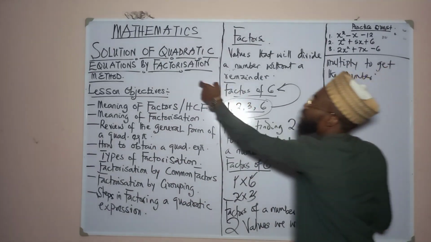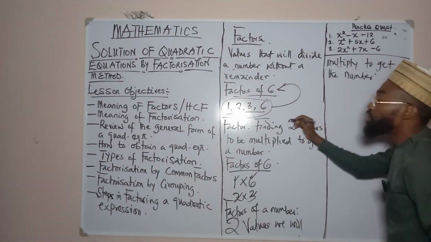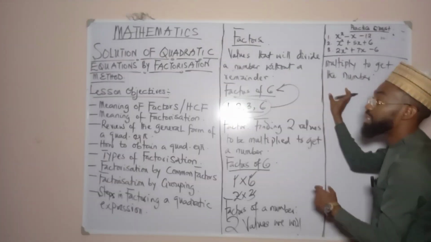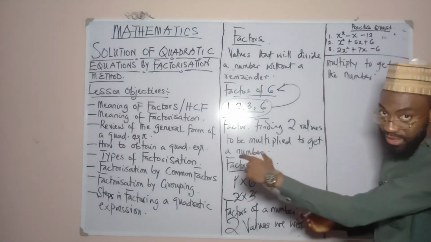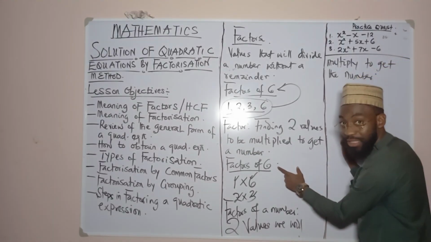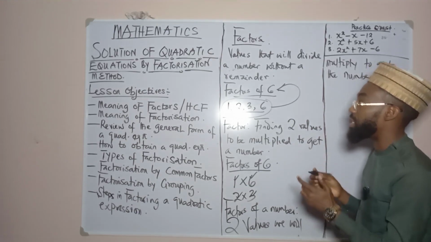Now, in the case of quadratic expressions, we are not going to be given a number. We are going to be given an expression, but we will still get there. And then you are now expected to find the factors of that expression. That is exactly what we are looking at.